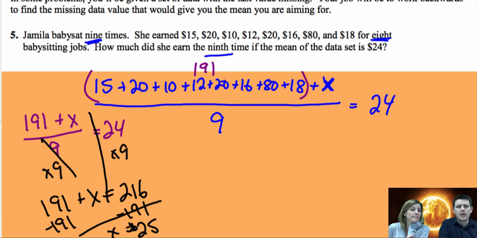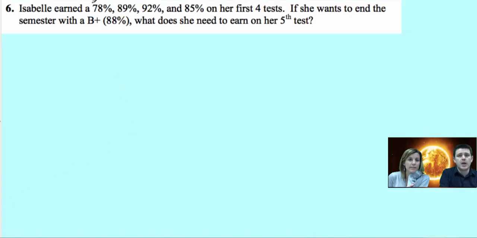Okay. Let's do one more of those because we know these can be a little bit complicated. So we're going to add up what we know first and make sure we put a variable in there as well. Now, I've done this kind of problem 1,000 times myself. When I was in school, I always wanted to kind of figure out what did I need to do in that last test to keep the grade I wanted in class. This one said Isabel earned a 78%, an 89, a 92, an 85 on her first 4 tests. If she wants to end the semester with an average of an 88, a B+, what does she need to get on her 5th test?